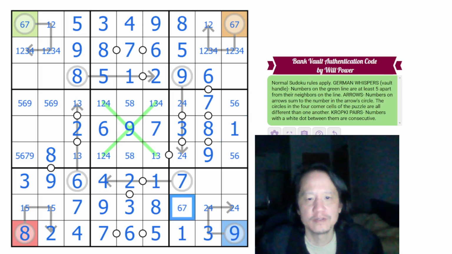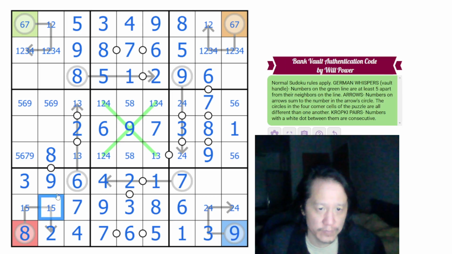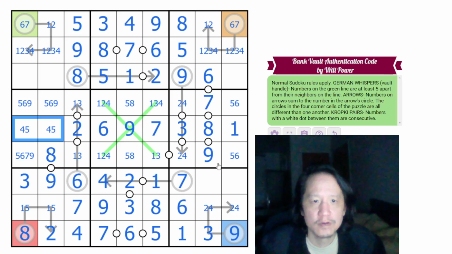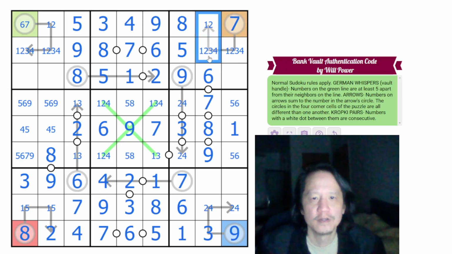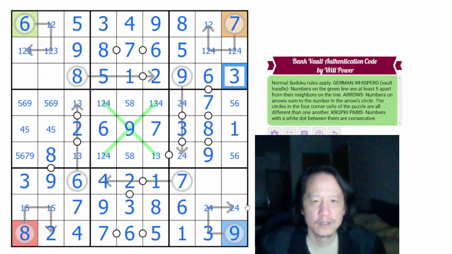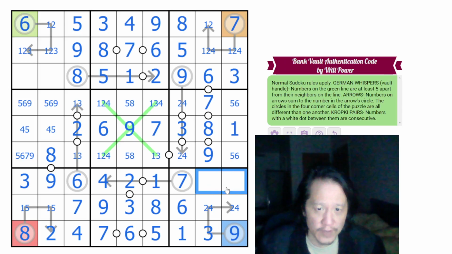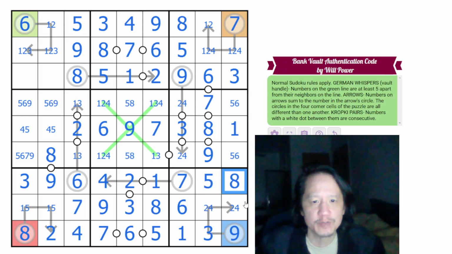This can't be 7, so this is 6. The remaining digits here are 4 and 5. That's fine. This can't be 6, so this must be 7, which forces this to be 1, 2, and 4. Therefore, this can't be 4. This is 1, 2, and 3, so that makes this a 6. This has to be a 3. Remaining digits here are 5 and 8. This can't be 8, so this is 5, which makes that 8.